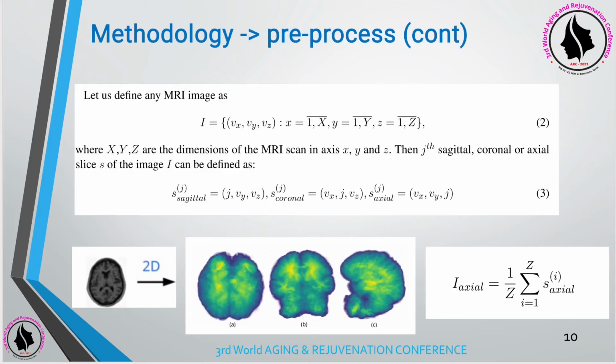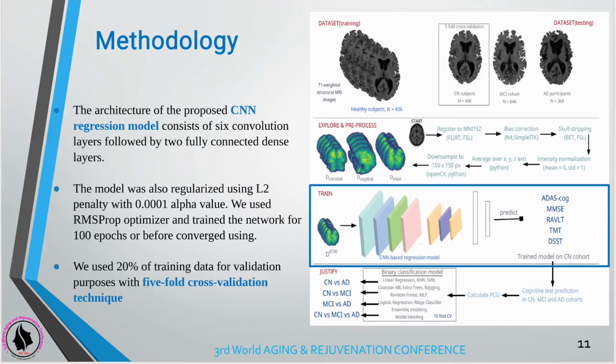So we created 3 data sets from axial, coronal, and sagittal averaged brain images. Created data sets were individually fed to the proposed convolutional neural network-based regression model. This model was trained on the cognitively preserved population and then tested on MCI and Alzheimer's disease cohorts. We used 20% of training data for validation purposes with a 5-fold cross-validation technique. We used cognitive test results as an output of the proposed model.